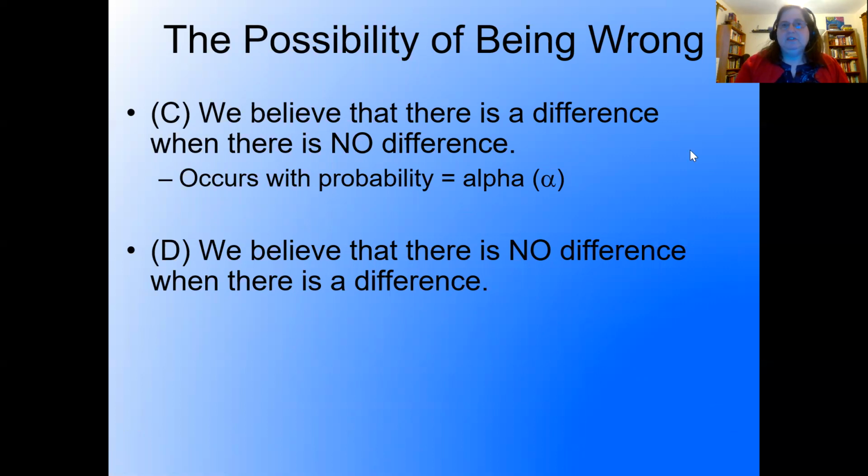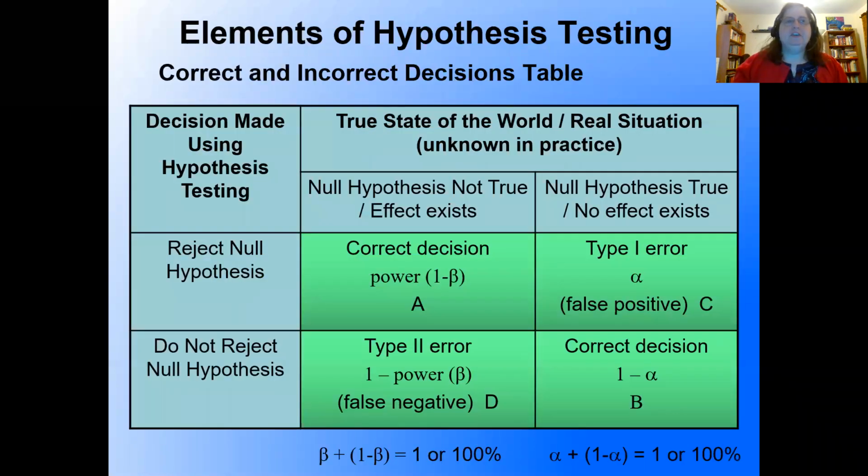Okay. So now I will explain this in a slightly different way. Let's take a look at this correct and incorrect decisions table. All right. So on the top, we have the true state of the world, the real situation, the thing that's really not known in practice. And in the true state of the world, either the null hypothesis is not true and there is an effect, or the null hypothesis is true and there's no effect.